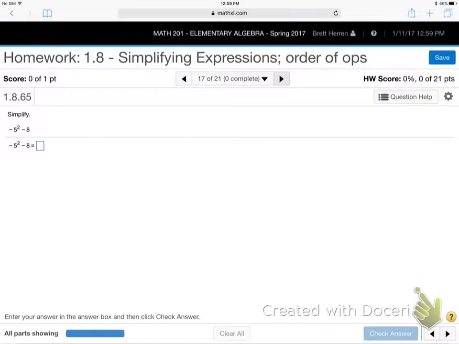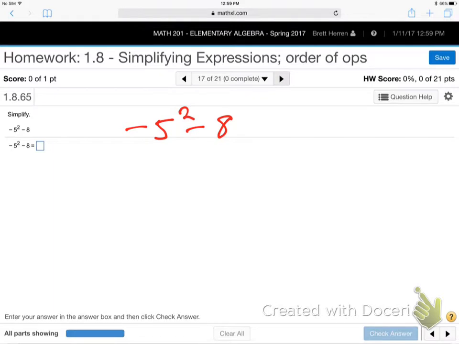Okay, try this one, guys. Hold on. No leaving yet. Let's get this. It will be good for you. Let's do this one, and then we'll stop. Minus 5 squared minus 8. Decide if that's going to be a negative 25 or a positive 25, and then finish it from there.